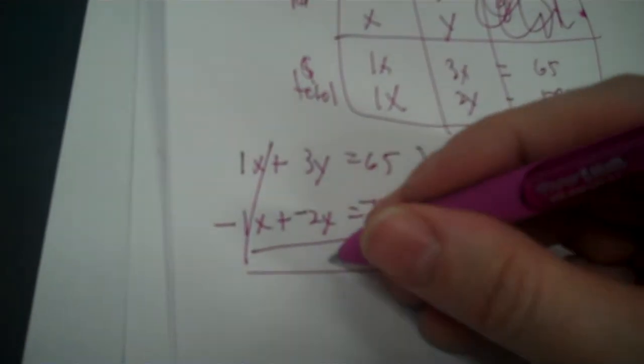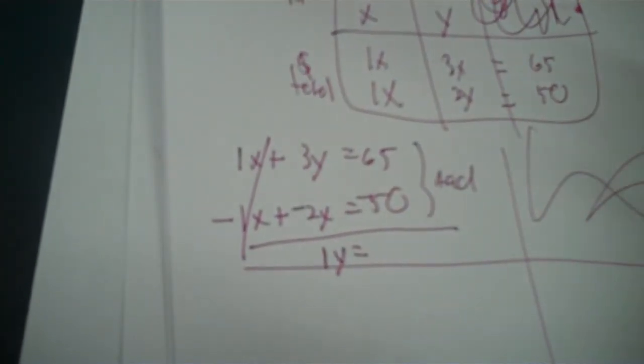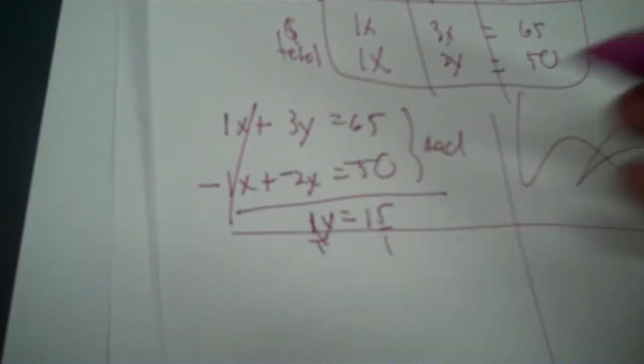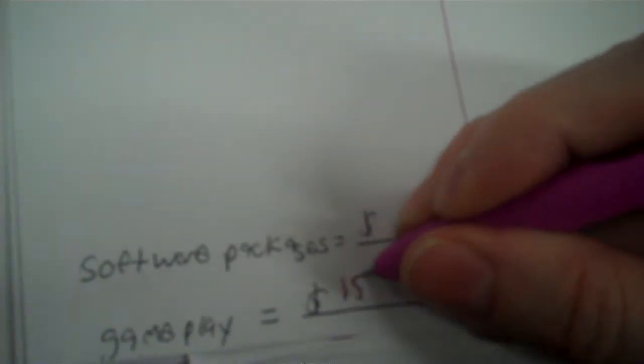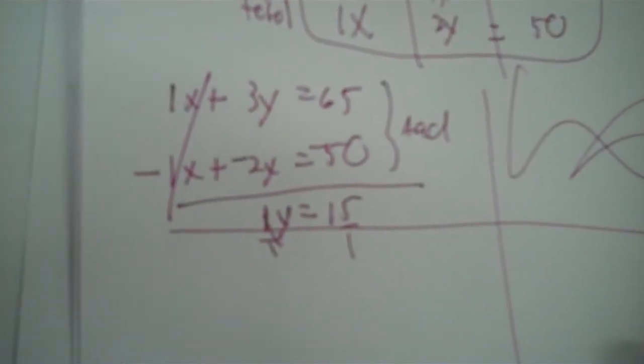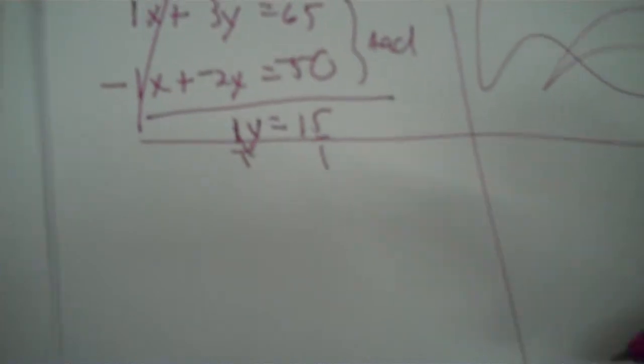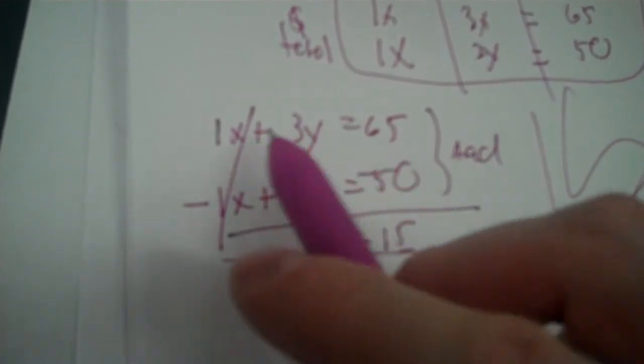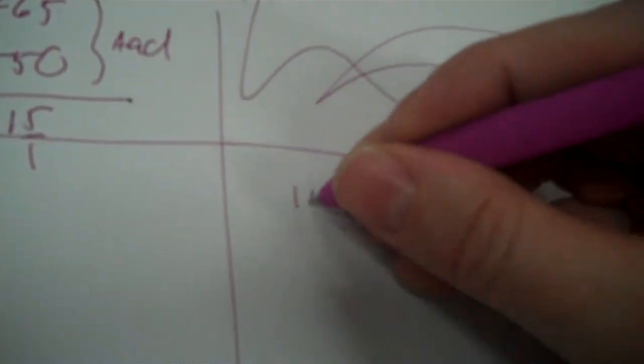So 3 plus negative 2 is 1y, 65 plus negative 50 is 15. And then divide by 1, and you get 15. Okay, so y is your gameplay. That costs $15. Now to find your software packages, you have no easy way to get the second answer. You got to put 15 into the equation here. One of the two, go with this one.